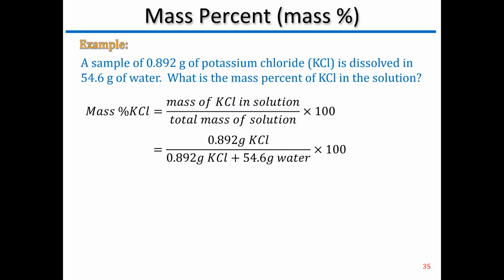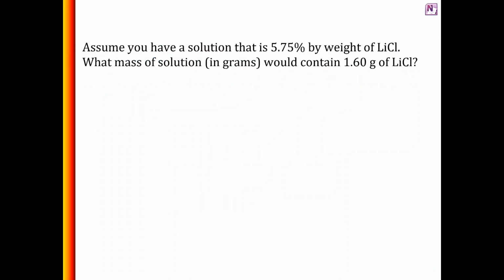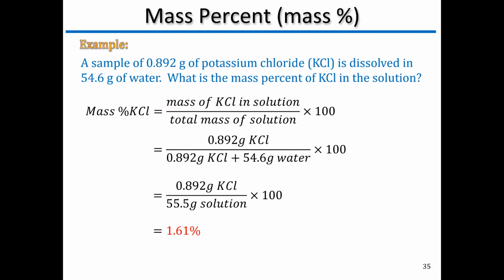So the mass of the solute, so just the mass of the KCl, over, and notice here, over the mass of the KCl plus the mass of the water. So it's not just the mass of the water, it's not just the mass of the KCl, but it's both together. And then we multiply that by 100, and that will give us our mass percent. Okay, so our mass percent in this case would be 1.61%.